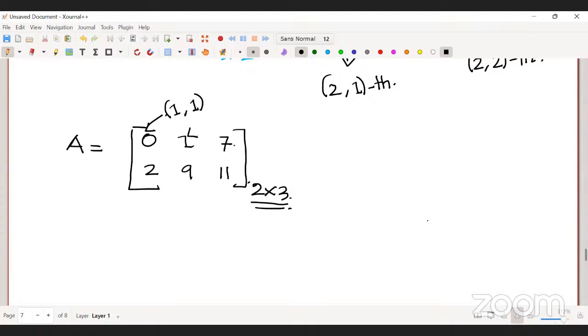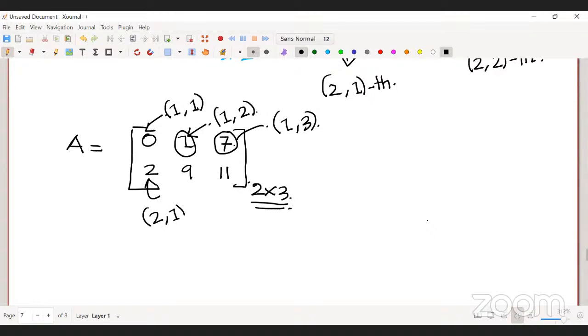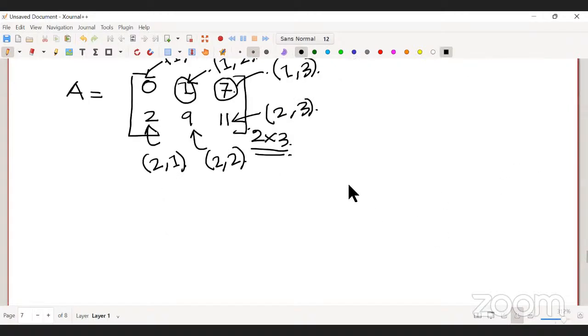What about this one? a12, because it basically lies in the first row and second column. And what about this one? a13. Correct. And in the same way, this is a21, right? Yes. And this is a22, and this is a23. So in this way, we can assign a symbol to all the entries of the matrix.